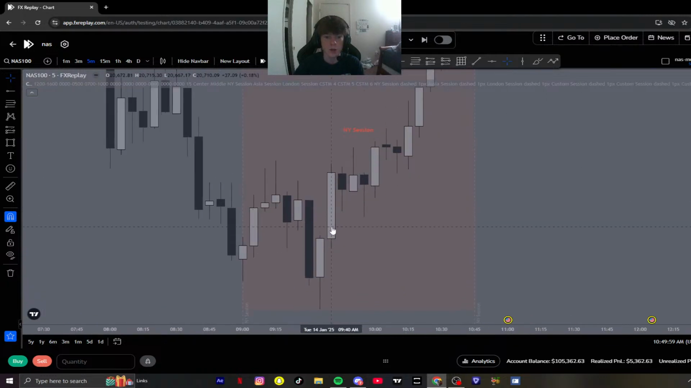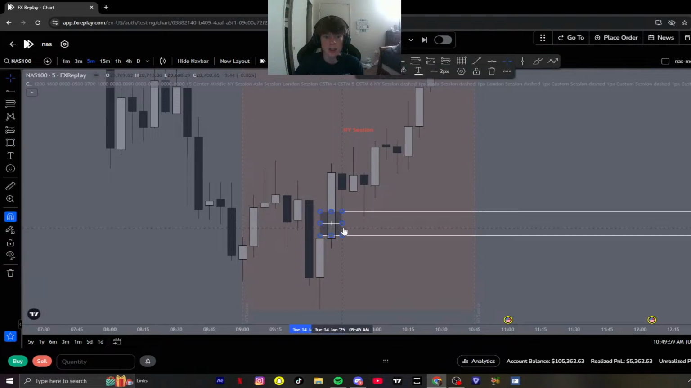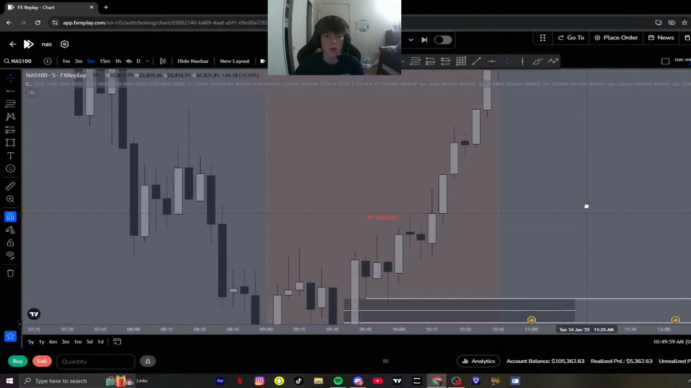3-candle sequence. 1 candle, 2 candle, 3 candle. Wick there. Wick here. Where's the gap? The gap is right here. What does price do? Price taps into here and then continues to go up, okay?